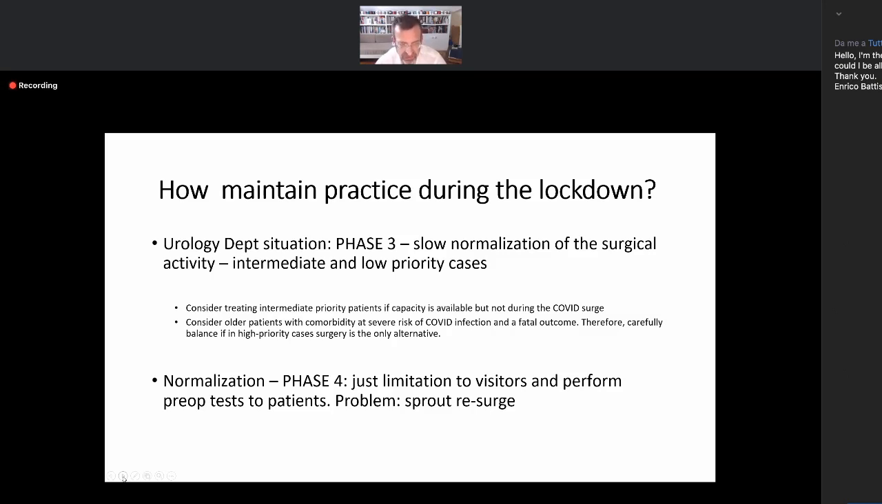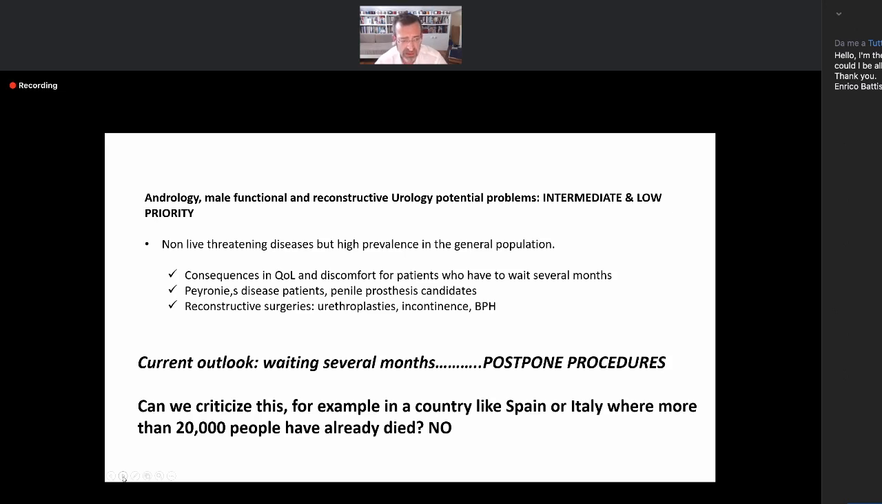We can go ahead. So the most important now is not what happened, because what happened we know perfectly. The thing is why it happened, why we had in the past to stop these kind of surgeries. We know perfectly that erectile dysfunction or sexual dysfunction are non-life-threatening diseases, but they are really high prevalent in the general populations, and they have a lot of consequences in the quality of life and discomfort for all the patients. We are talking about erectile dysfunction, Peyronie disease, also reconstructive surgeries, urinary incontinence patients.